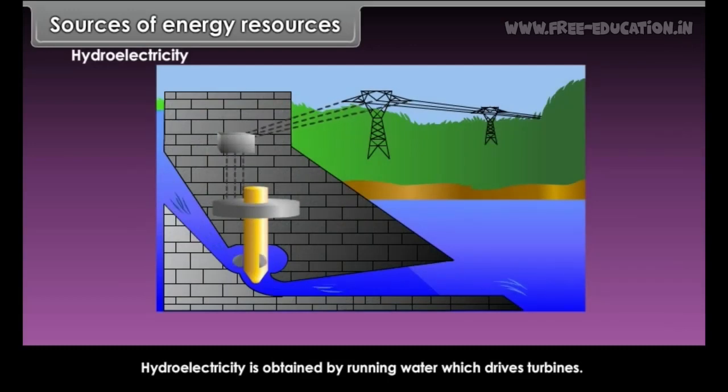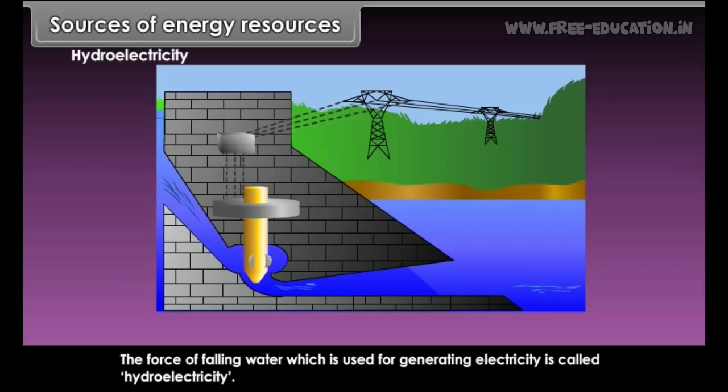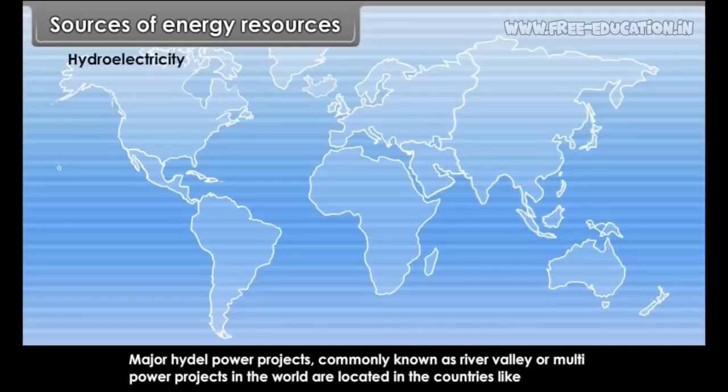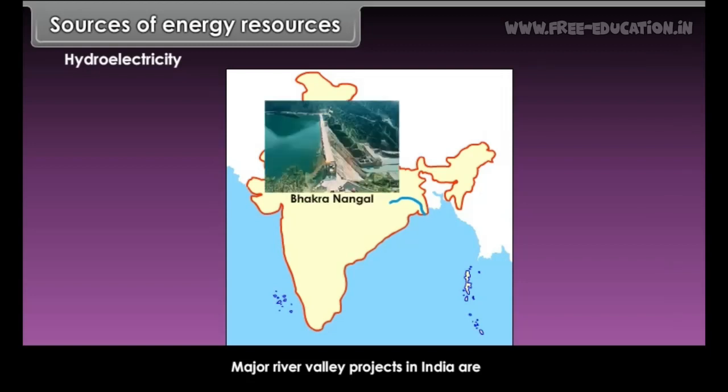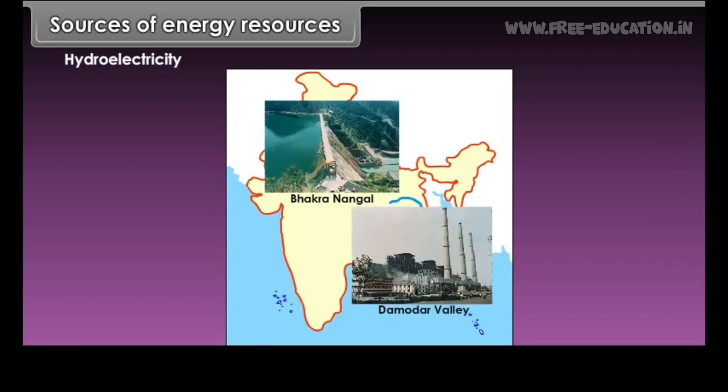Hydroelectricity is obtained by running water, which drives turbines. The force of falling water, which is used for generating electricity, is called hydroelectricity. Major hydel power projects, commonly known as river valley or multi-purpose projects in the world, are located in countries like Sweden, Norway, Switzerland, Canada and the USA. Major river valley projects in India are Bhakra Nangal and Damodar Valley Corporation, which produce hydroelectricity.